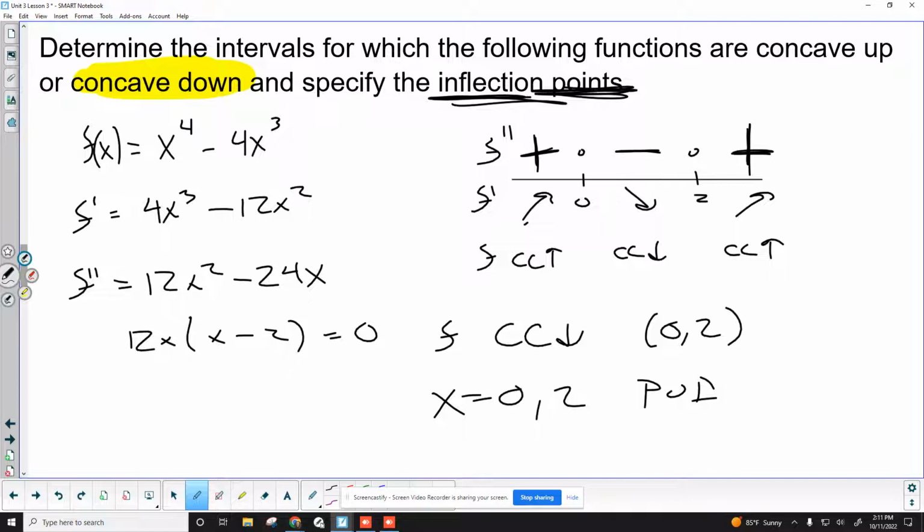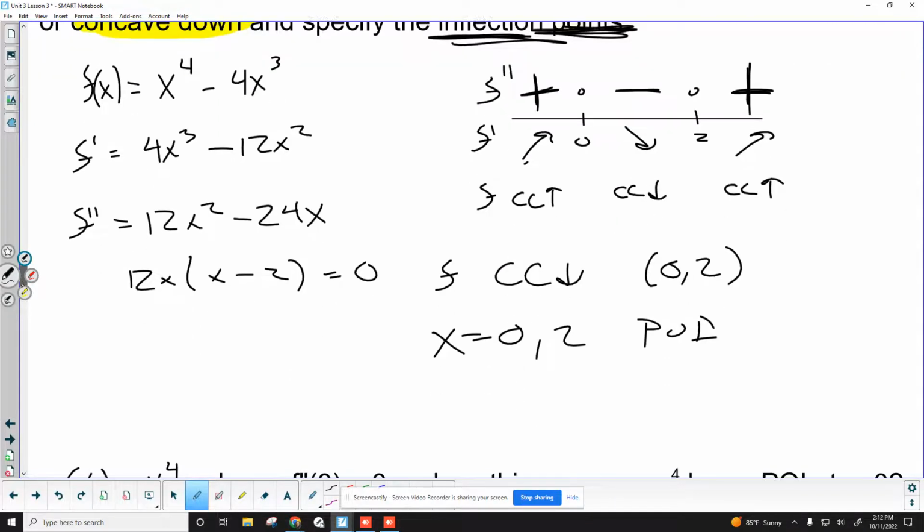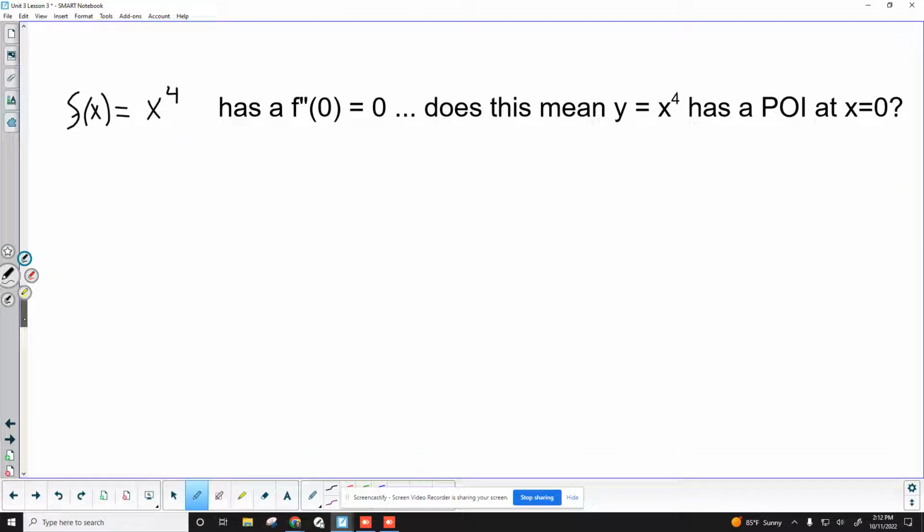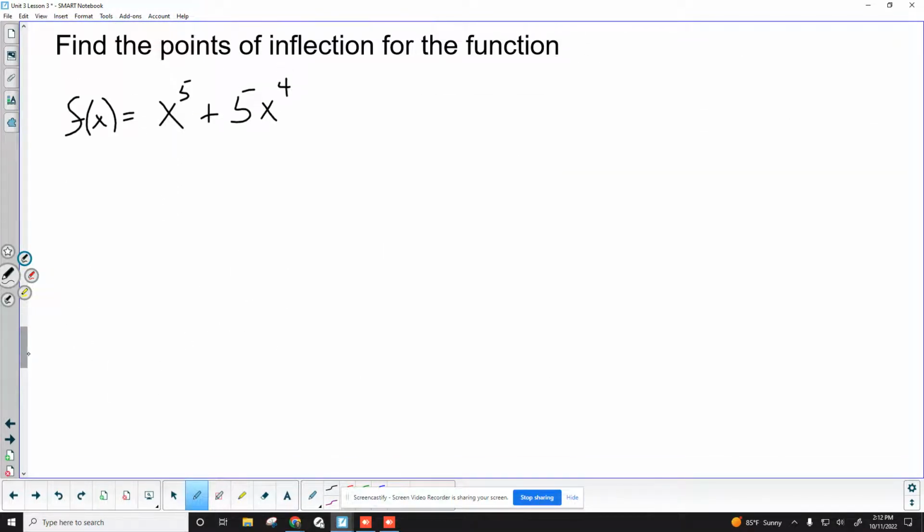Now, you don't know what the original function looks like just by analyzing the second derivative. You know about how it's going to curve, but you have to combine this step 3 with step 2 to know exactly how your function is going to look. So we don't care about sketching right now. We will next class. We will combine step 2 and step 3. Now, skip that one, go to this one. Please tell me the points of inflection for this function.